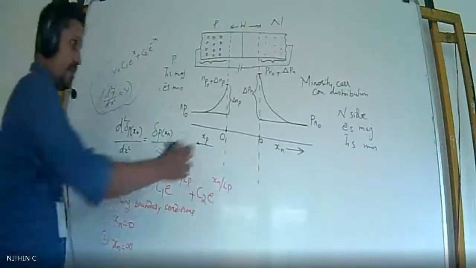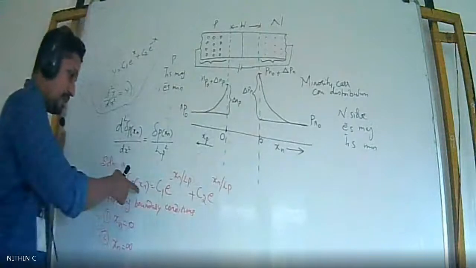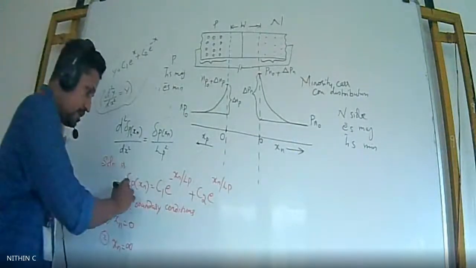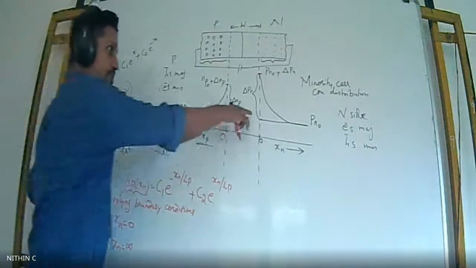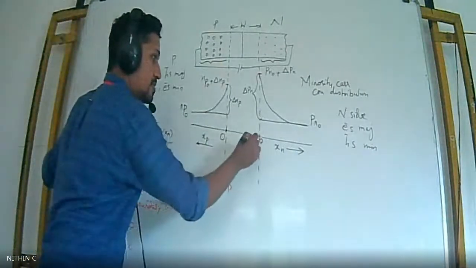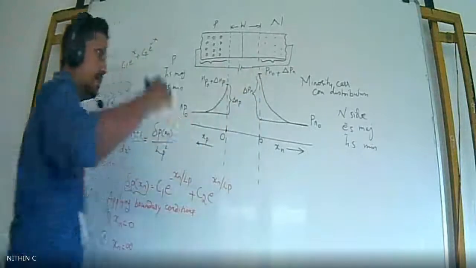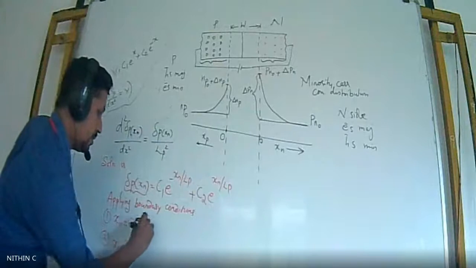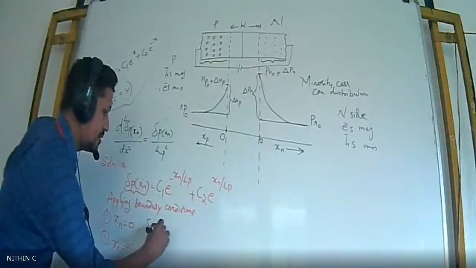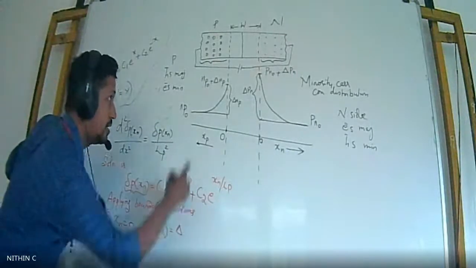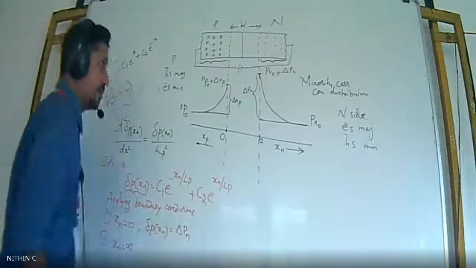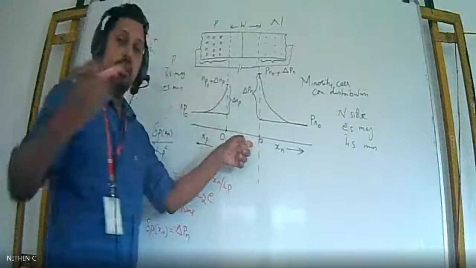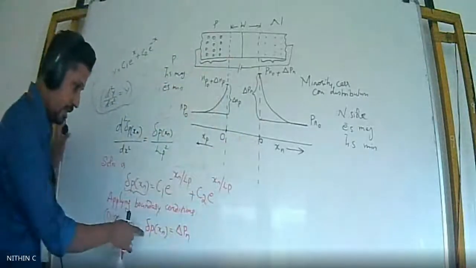We know that at xn is equal to 0, del pxn is actually the excess carrier, right? Excess hole in this case is del pxn. What is the value of excess holes at xn equals 0? At xn equals 0 the excess value is the same as delta pn. So we can write at xn equals 0, del pxn is equal to delta pn.